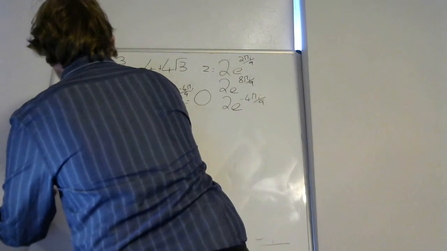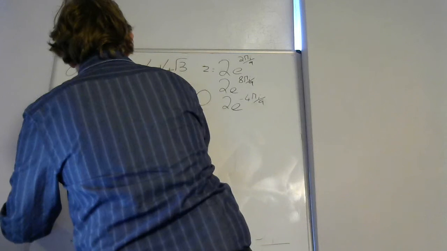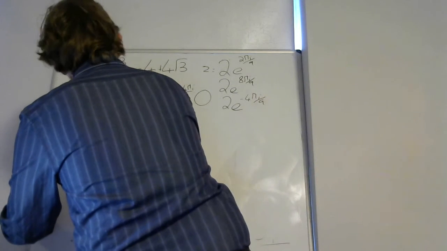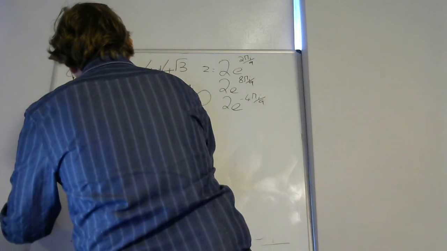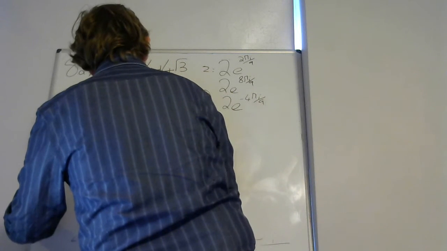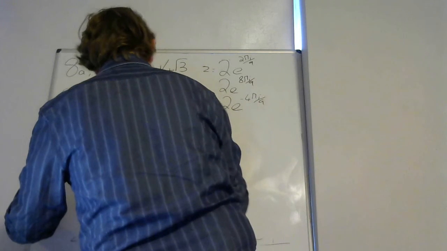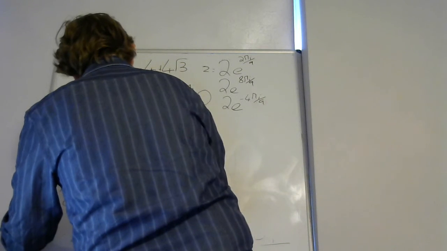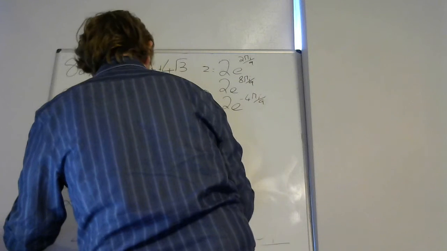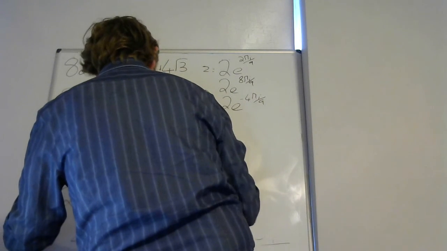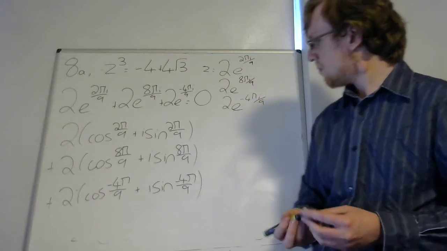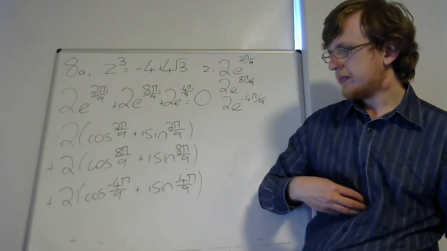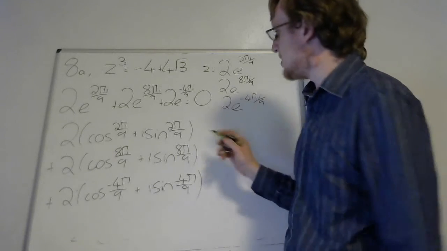So the first one then, 2 lots of cos 2 pi on 9 plus i sine 2 pi on 9, plus 2 lots of cos 8 pi on 9 plus i sine 8 pi on 9, plus 2 lots of cos minus 4 pi on 9 plus i sine minus 4 pi on 9. And that's equal to 0.